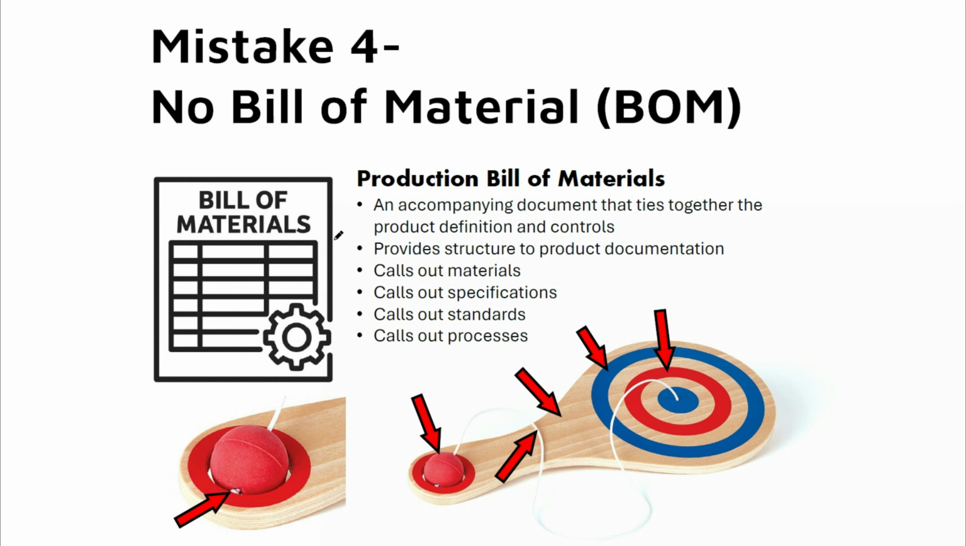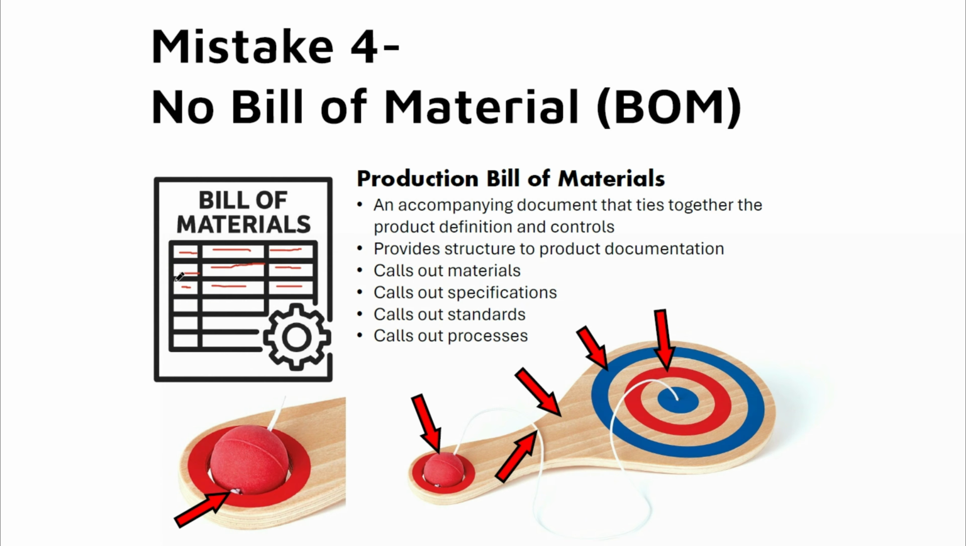So what is a bill of materials? If I had to explain it to you in brief, a bill of materials is an accompanying document that ties together all of the references needed to create your product. A bill of materials would say, hey, use CAD model X, use drawing X, and follow X process. And then you have CAD model Y, drawing Y, Y process, drawing Z, assembly Z, CAD model Z, and then this process.